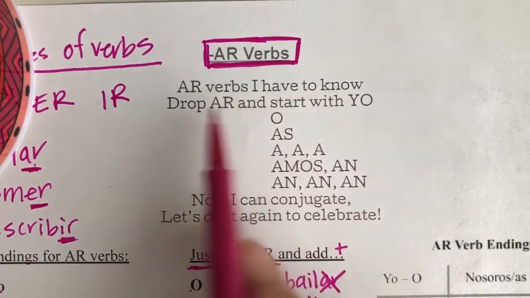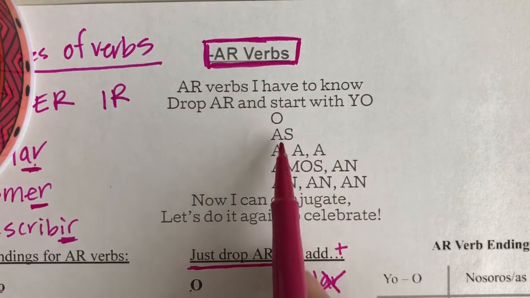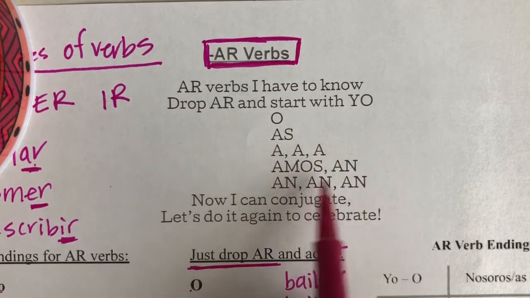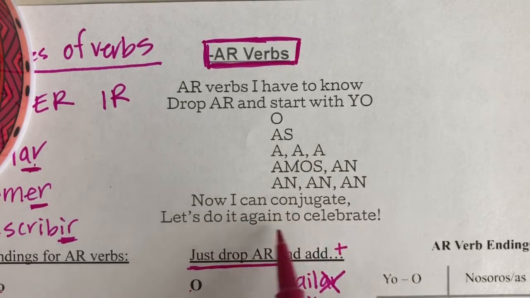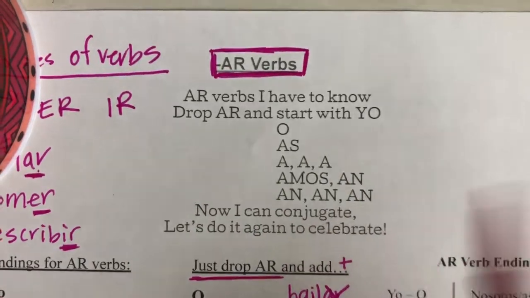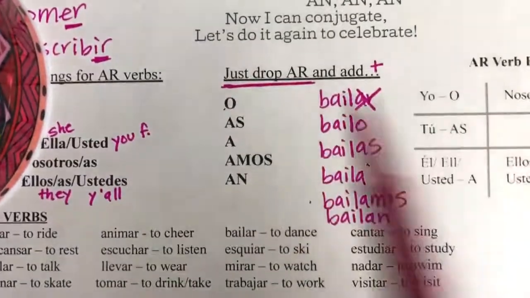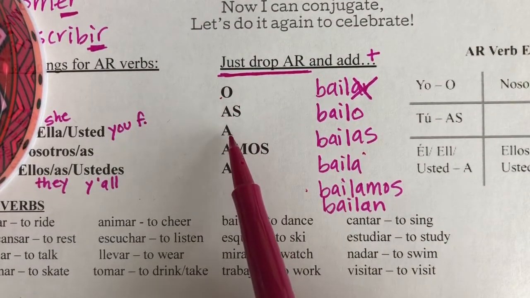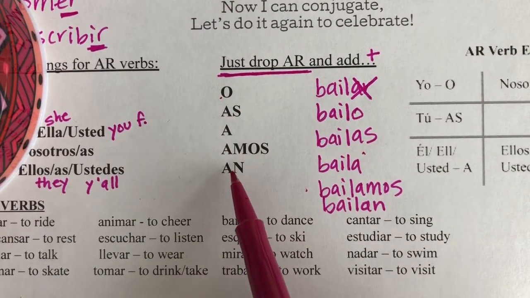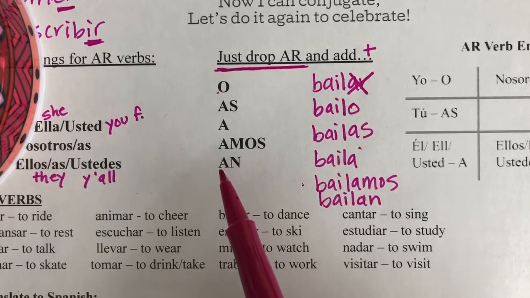AR verbs I have to know. Drop AR and start with yo. O, as, a, amos, an. Now I can conjugate. Let's do it again to celebrate. O, as, a, amos, an. Now I can conjugate. Let's do it again to celebrate.